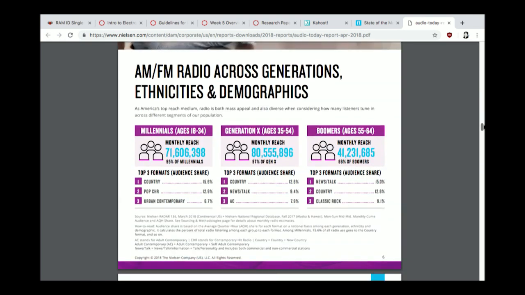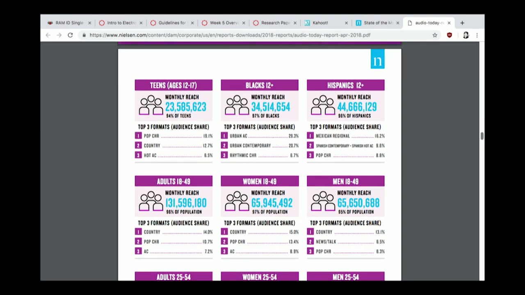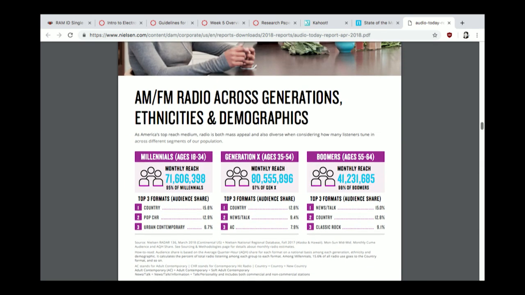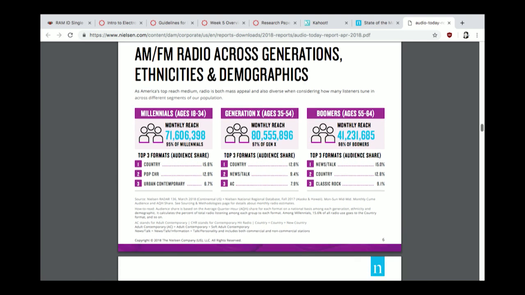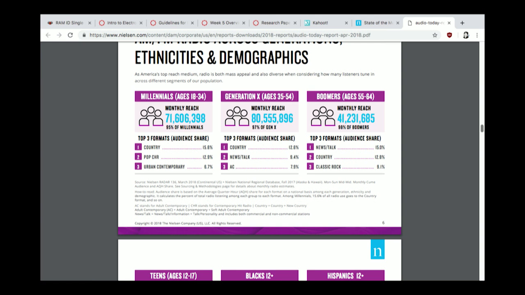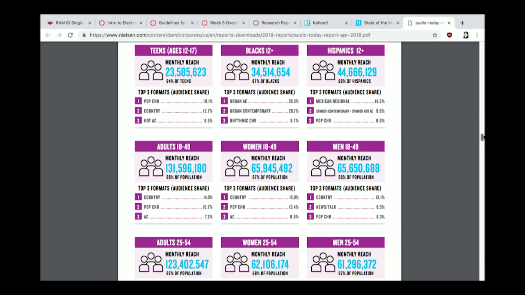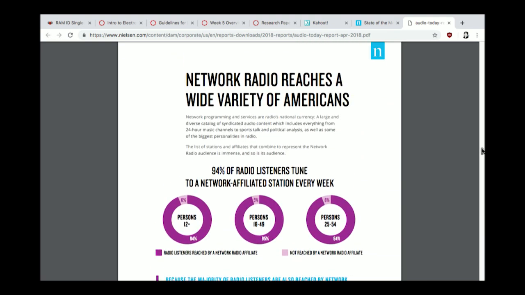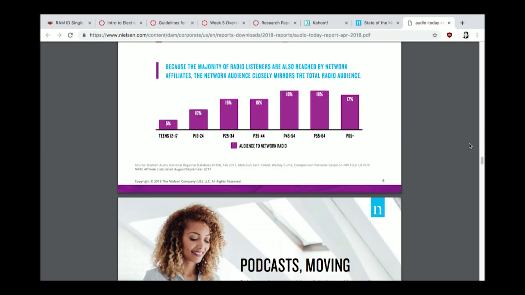E-commerce sites. What just happened to look at? AM, FM radio, across generations, ethnicities, and demographics. Reaches 95% of millennials, 97% Gen X, 98%. So they claim pretty extensive coverage. 94% of radio listeners tune to a network-affiliated station every week as well. Interesting.